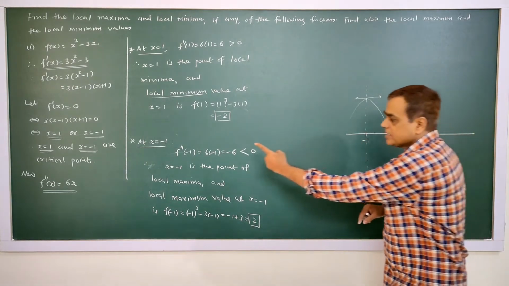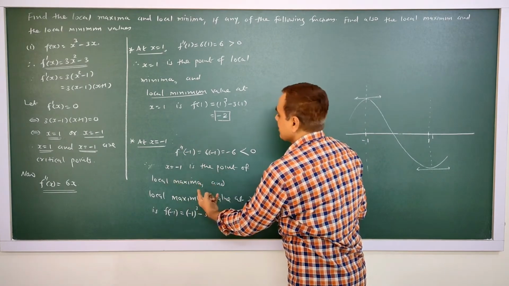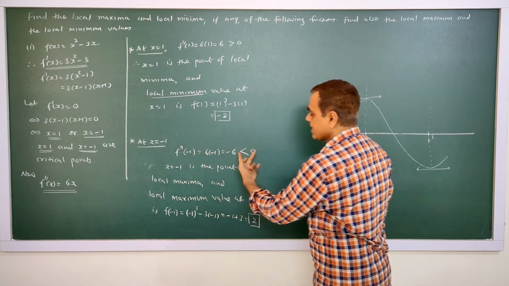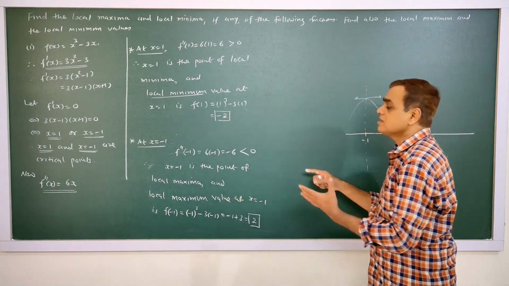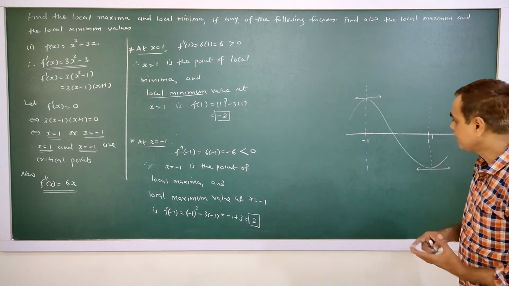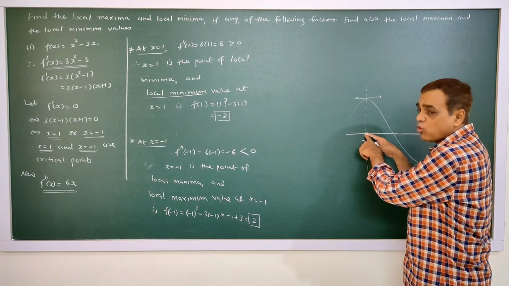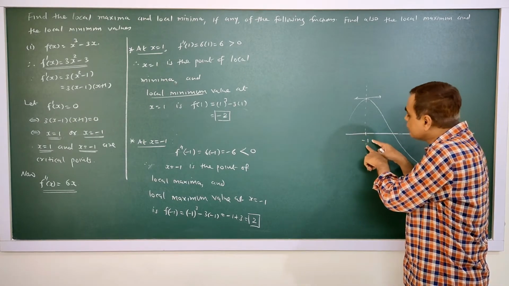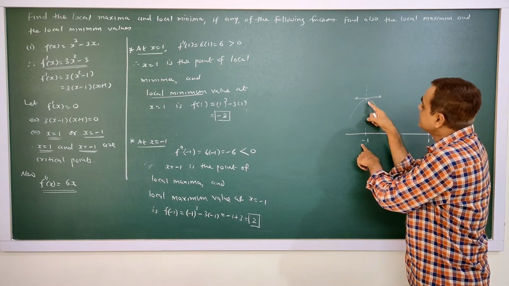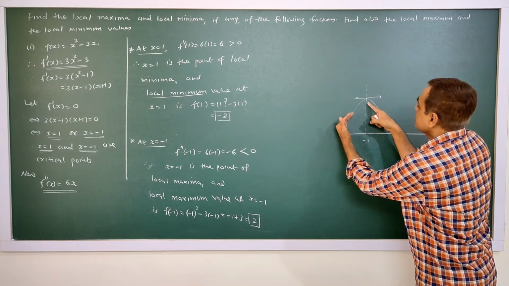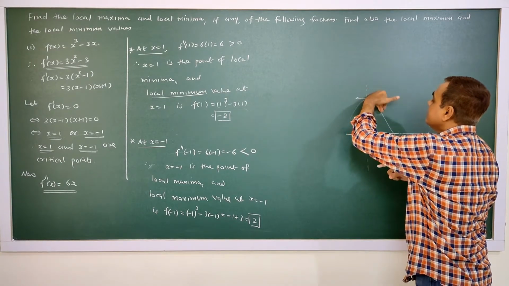And at x equal to minus 1, this is the point of local maximum. f double dash of minus 1 is negative, so at x equal to minus 1, the function has a local maximum value. That means at this point, the function is first increasing, then after minus 1, it will be decreasing.